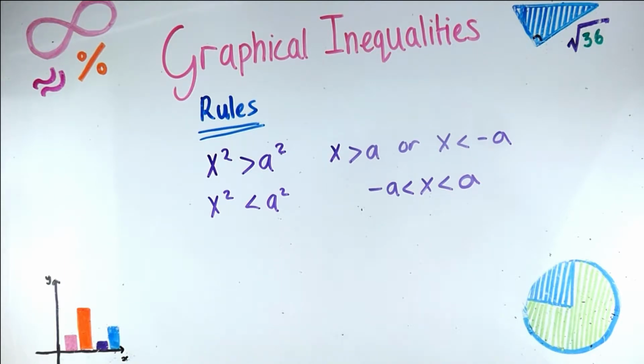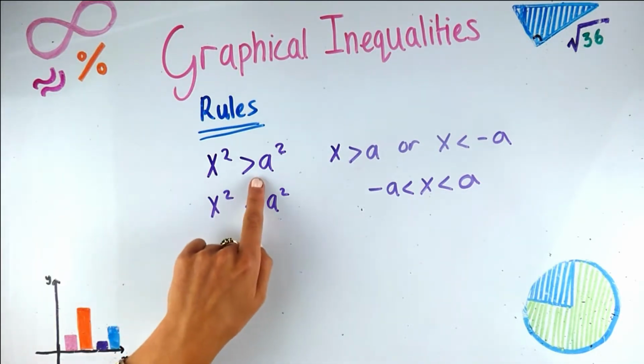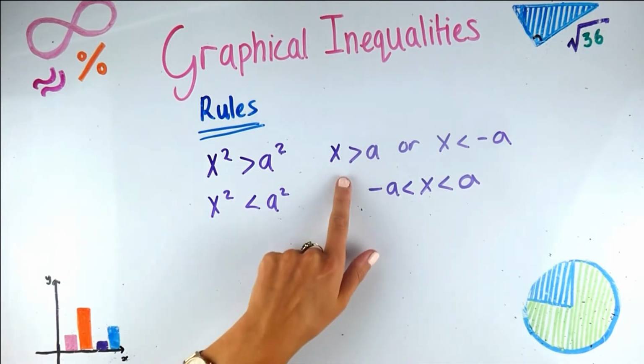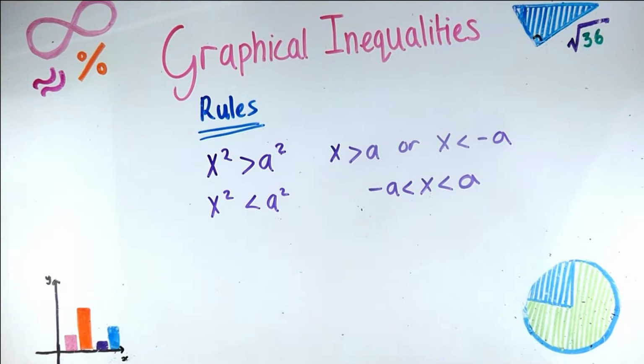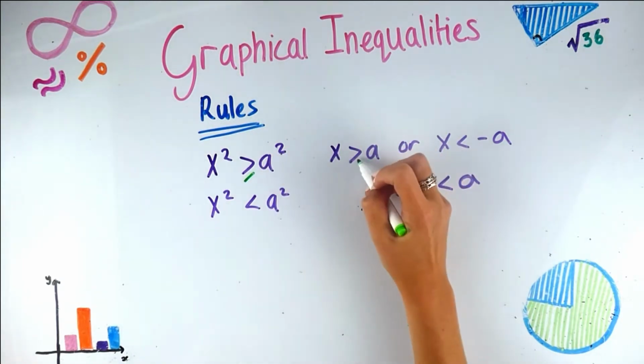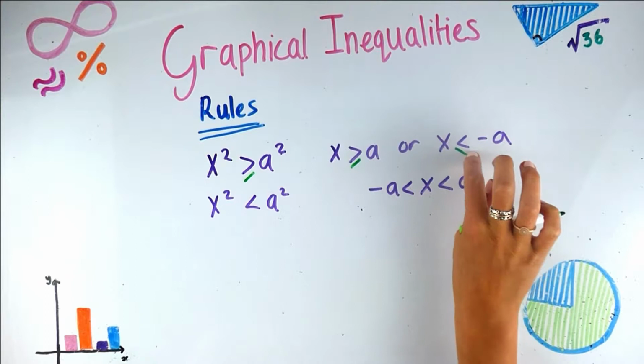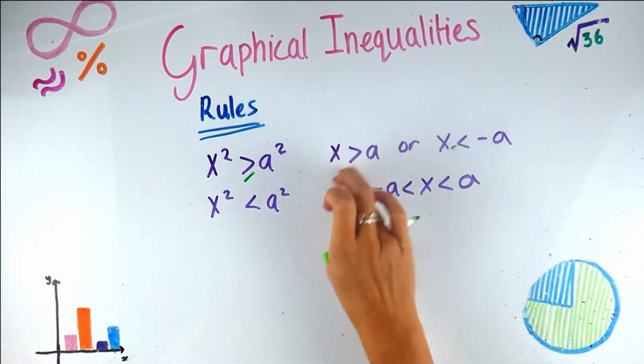Okay, so here are the rules, and we'll look at examples of these. We have x squared is greater than a squared, then you get x is greater than a, or x is less than minus a. If it was greater than or equal to, you would add or equal to signs here. So let's try an example.